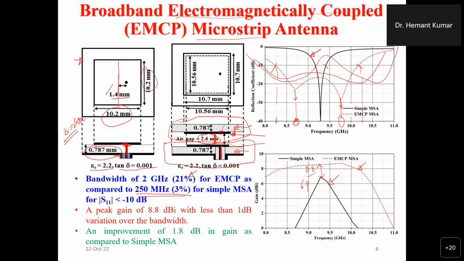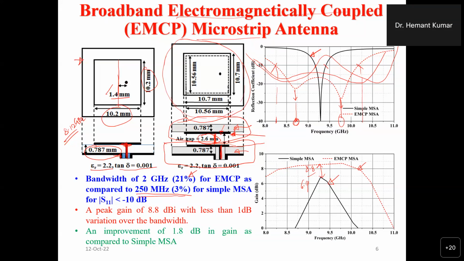The gain is improved because we are using two patches, right? In our case, because we are getting more bandwidth and more gain using this EMCP, we have used this antenna as a unit element for our monopulse antenna. For designing a monopulse antenna, we will use this EMCP as a unit element and form the array. The array is formed just to increase the gain of our antenna. So first we design a unit element, and then we design the array of this antenna.